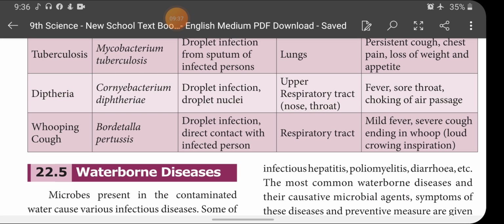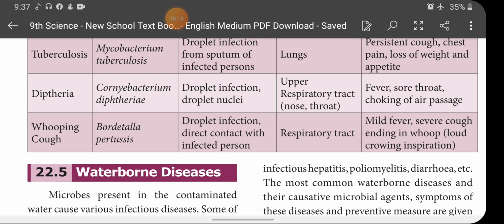Whooping cough is another bacterial disease. It is caused by the bacterium Bordetella pertussis. The mode of infection is droplet infection, direct contact with an infected person, and the part or organ affected by this disease is the respiratory tract, and the symptoms are mild fever, severe cough ending in a whoop, loud crowing inspiration. So these are the various bacterial and viral diseases caused by contaminated air which we have to inhale.